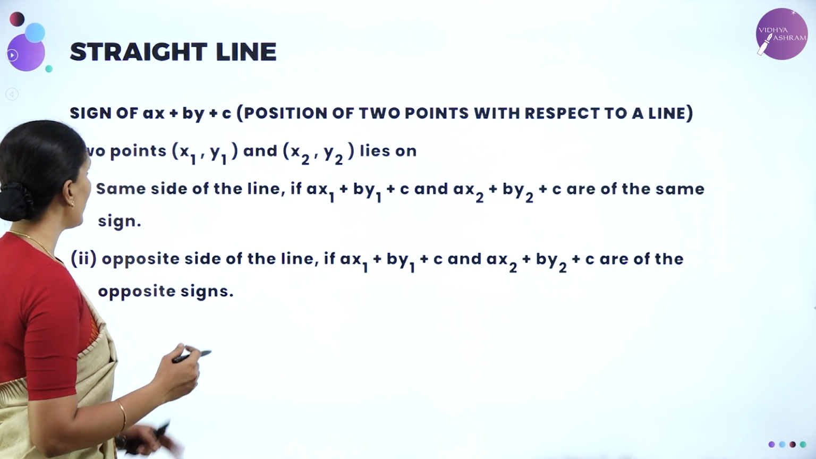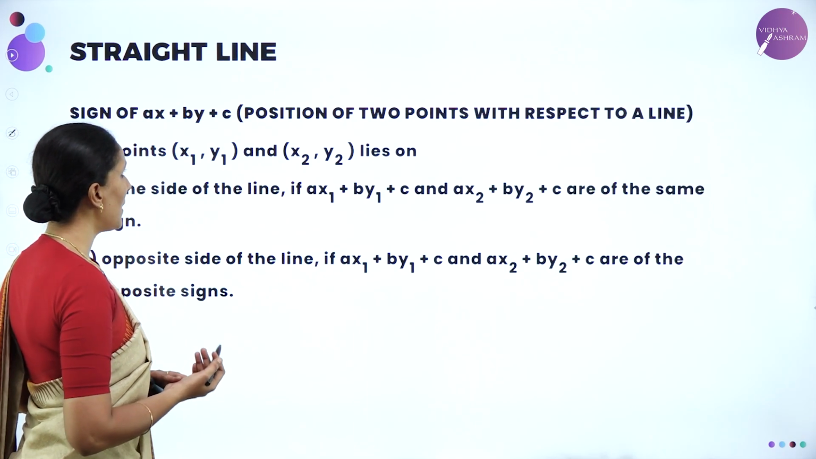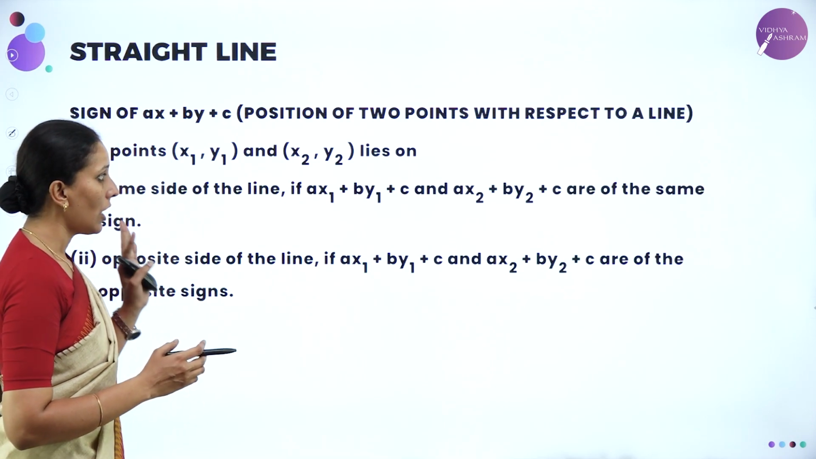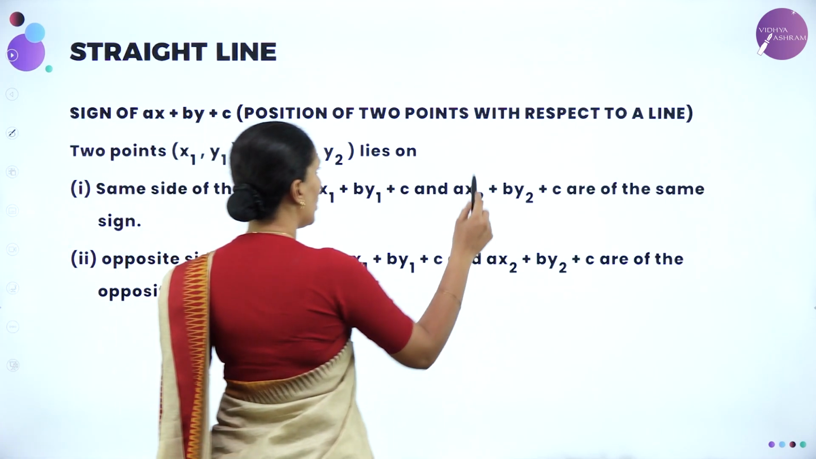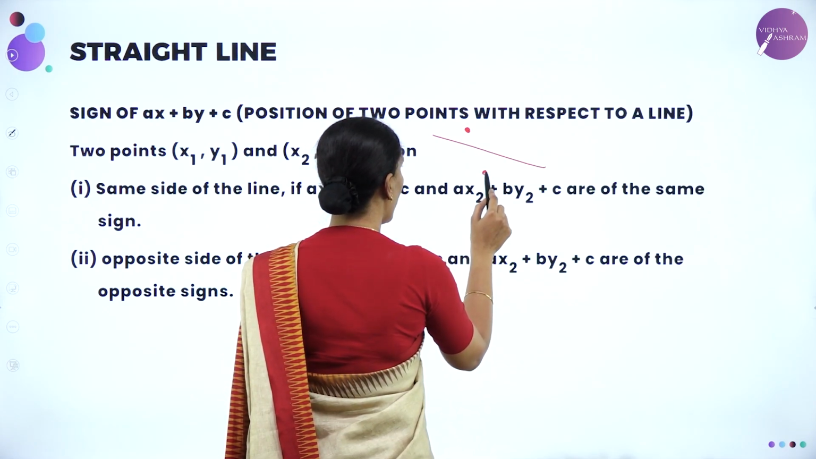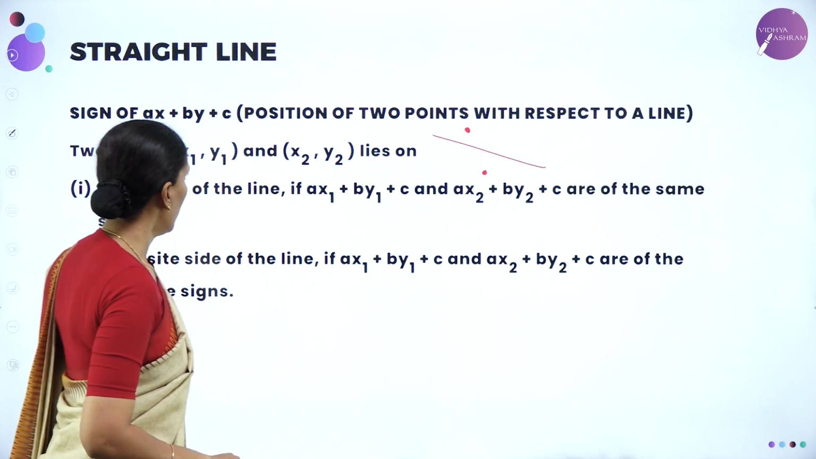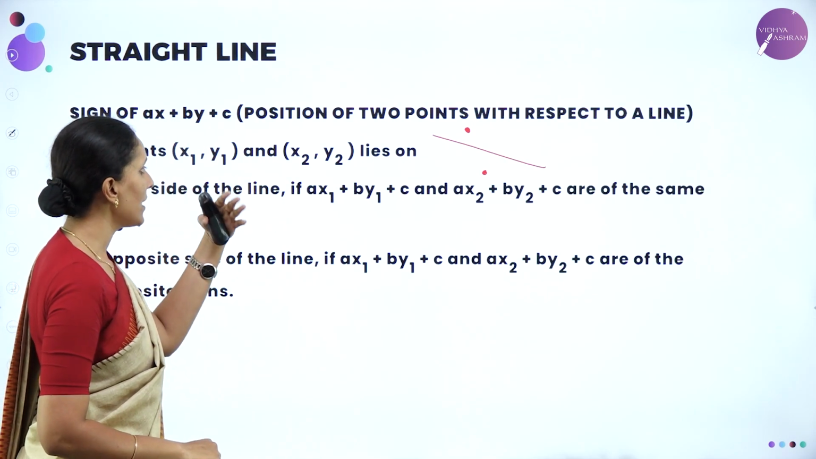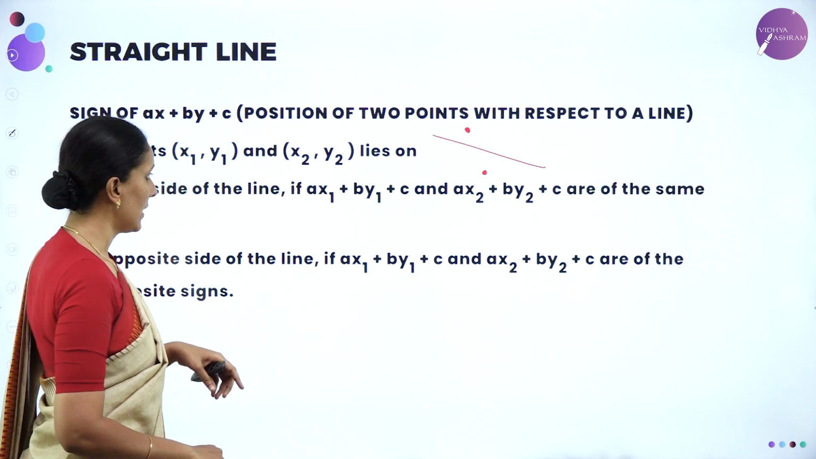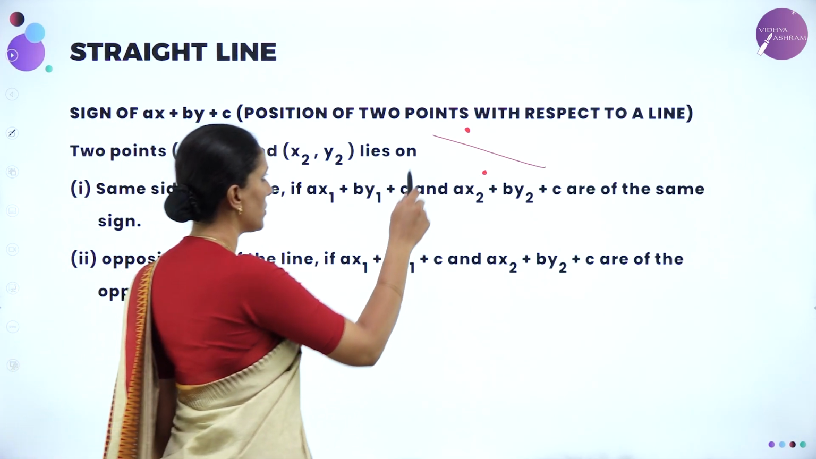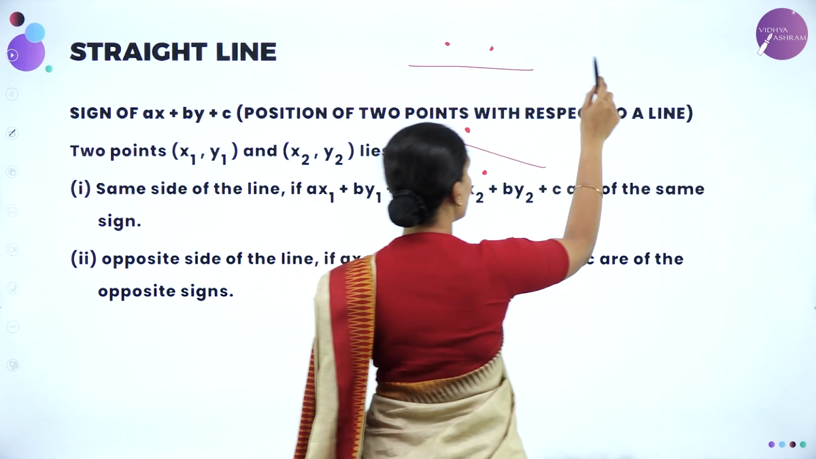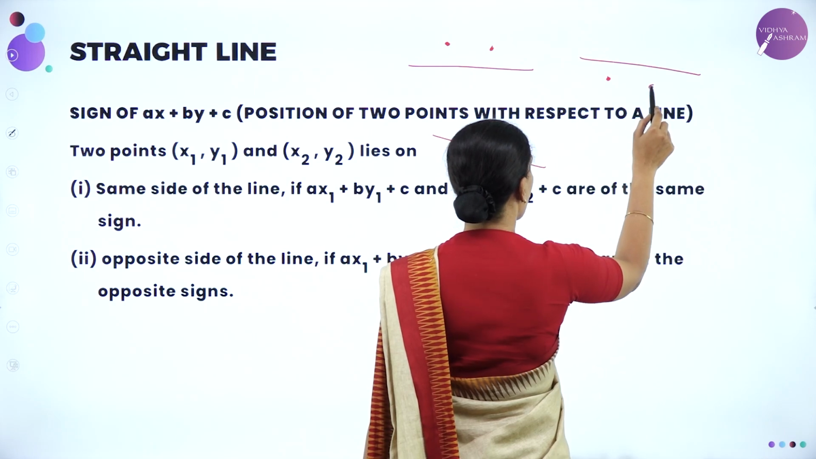The next thing is the sign of ax plus by plus c based on the position of two points. Now, suppose, let me consider two points. This is point x1, y1. This is point x2, y2. Now, if they lie on the same side or opposite side, how to recognize this? Either it will be like this or it will be like this.